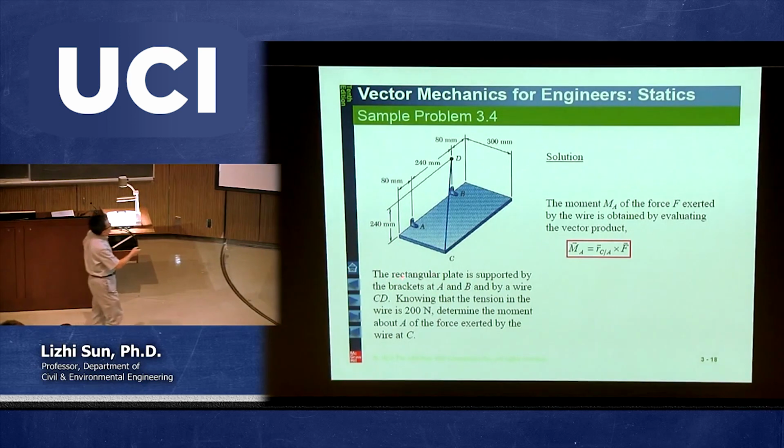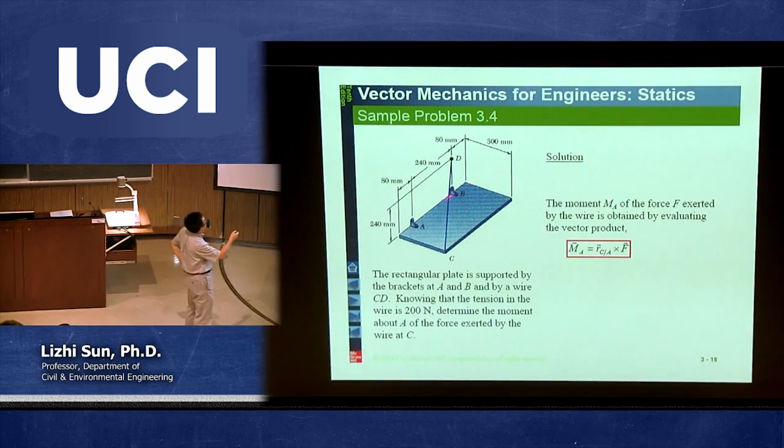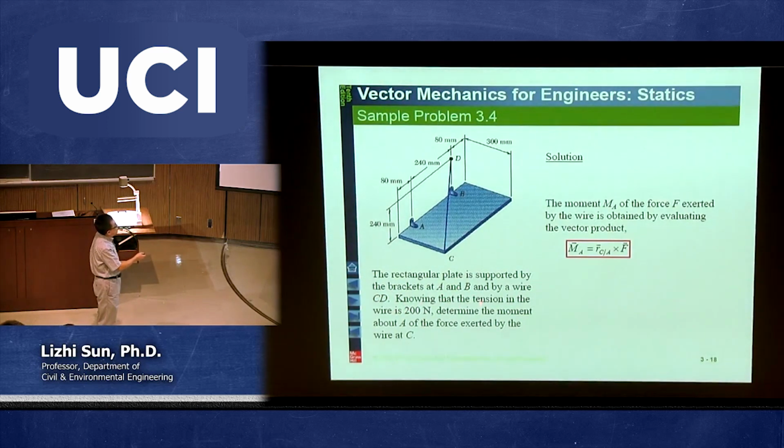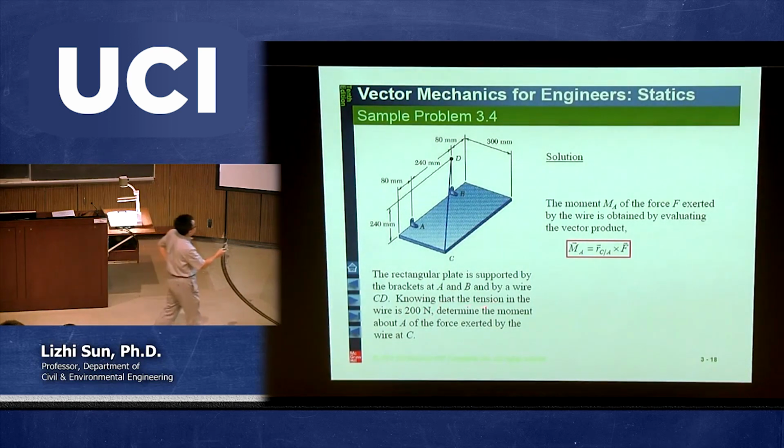Three-dimensional problem, we have a rectangular plate here. The rectangular plate is supported by brackets at point A and point B. These are supports. In addition, we have a cable from C to D. Just a cable, right? CD, a wire. Knowing that the tension, or the magnitude of the cable force, is equal to 200 Newton. Okay, so we know the magnitude of the cable force is 200 Newton.